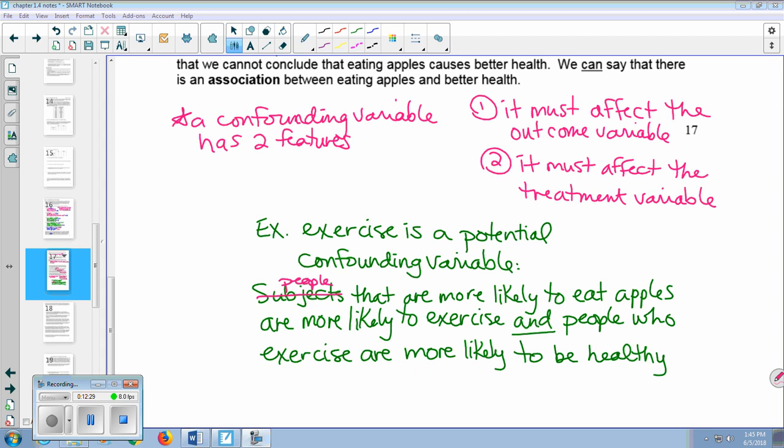So if you're asked to describe a potential confounding variable, you've got to make sure you've got those two pieces in there. So as an example, let's say that you had mentioned that exercise is one of those potential confounding variables up above. You don't want to just stop there. You want to go a little bit further and say that the people that are more likely to eat the apples are also more likely to exercise. So it's the difference between your two treatment and comparison groups. And then people who exercise are more likely to be healthy. So you're offering an alternative explanation for why the one group is healthier than the other.